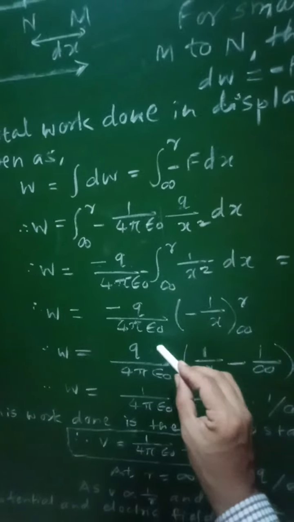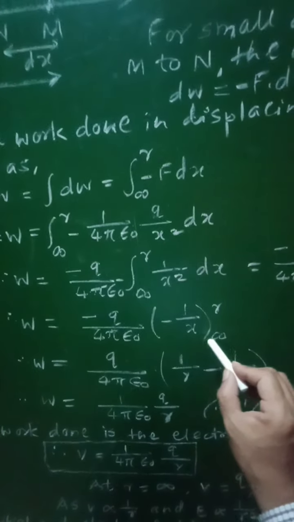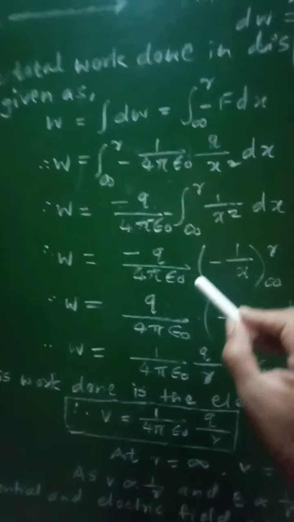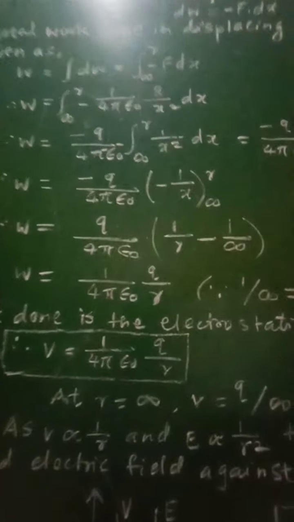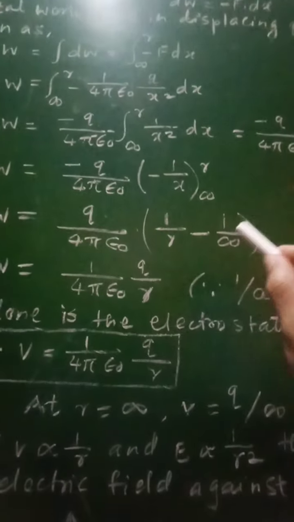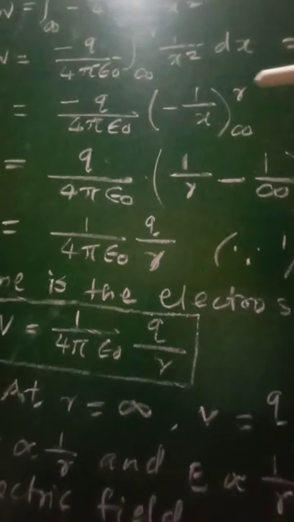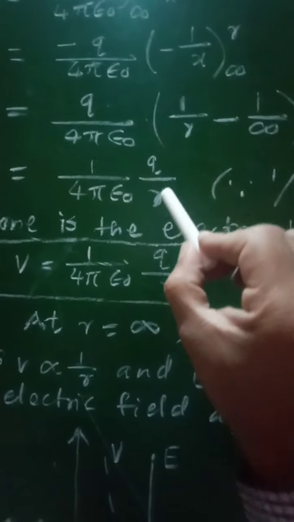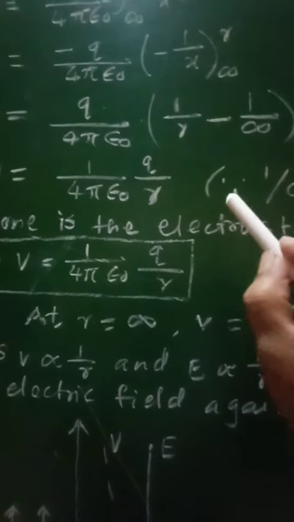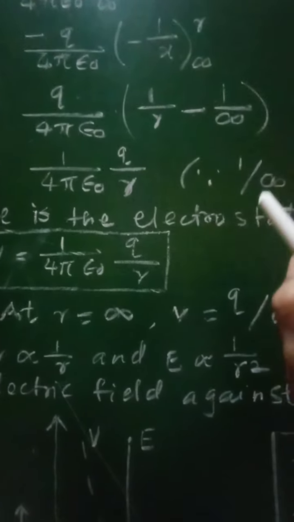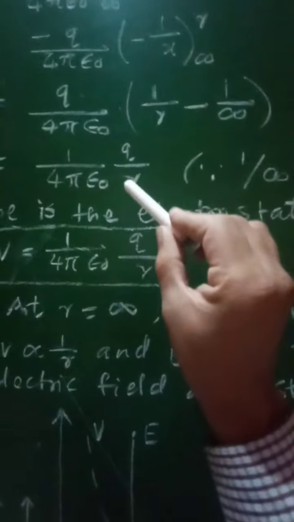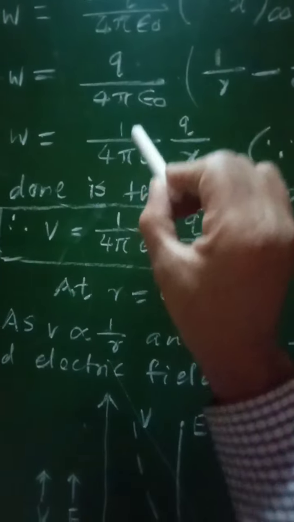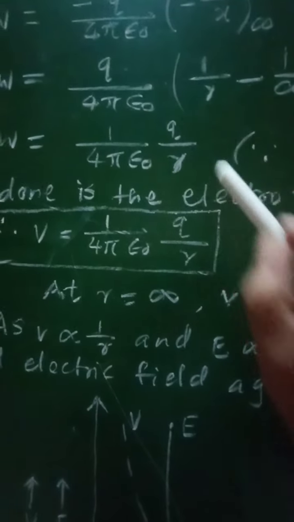minus Q upon 4 pi epsilon 0 into minus 1 by x from infinity to R. So that will be equal to W equal to Q upon 4 pi epsilon 0 into 1 by R minus 1 by infinity, putting the limiting values of this integration. Therefore, W will be equal to 1 upon 4 pi epsilon 0 Q by R, and here 1 by infinity is nothing but equal to 0. That's why this bracketed term will be only 1 by R, and therefore W is equal to 1 upon 4 pi epsilon 0 Q by R.